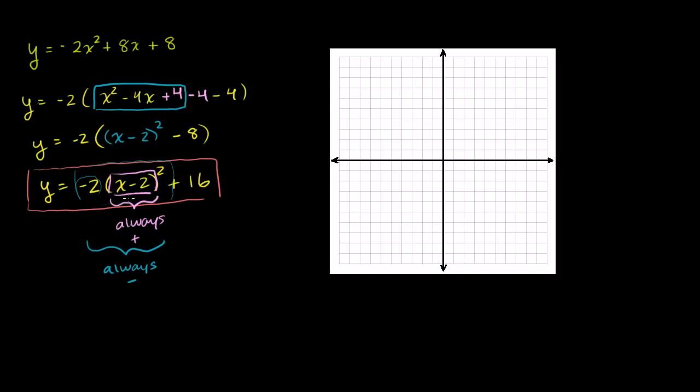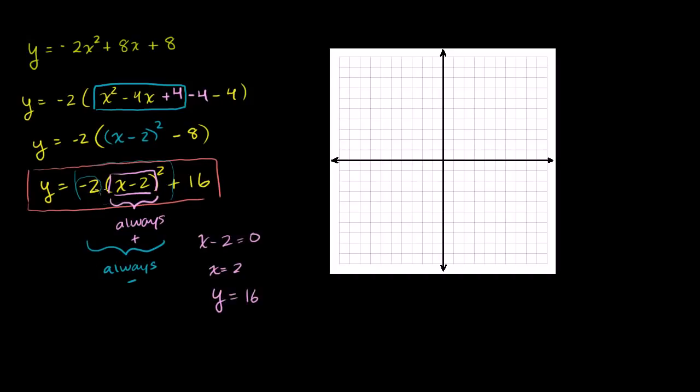So how do we get this expression to be 0? Well, the way to get x minus 2 equal to 0, so let's just do it. x minus 2 is equal to 0. So that happens when x is equal to 2. So when x is equal to 2, this expression is 0. 0 times a negative number, it's all 0. And then y is equal to 16. This is our vertex. This is our maximum point.